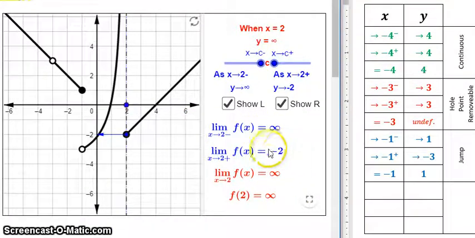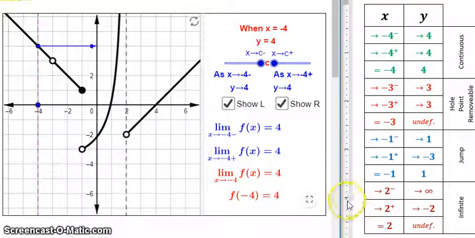Now, this could be infinity. This could be negative infinity. I could have positive or negative infinity, or both on both sides. As long as there's infinity in one place or the other, this is called an infinite discontinuity. And that's all captured in the table down here. We have our y value going to infinity on this side. Again, this could be positive or negative infinity, on one or both sides. That would still make this an infinite discontinuity.